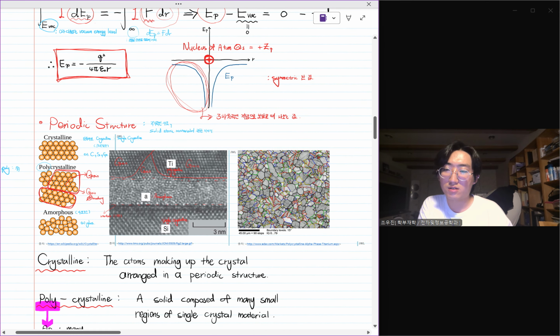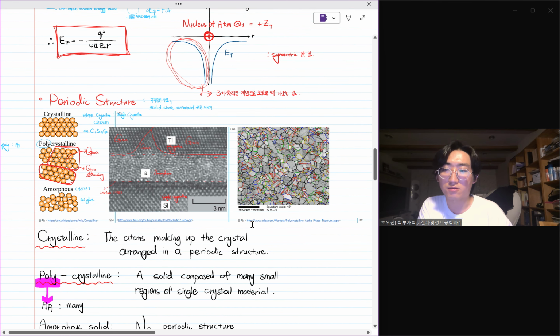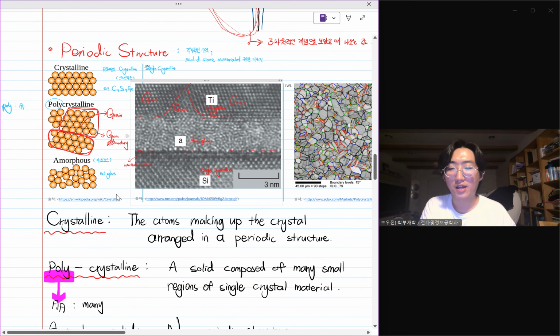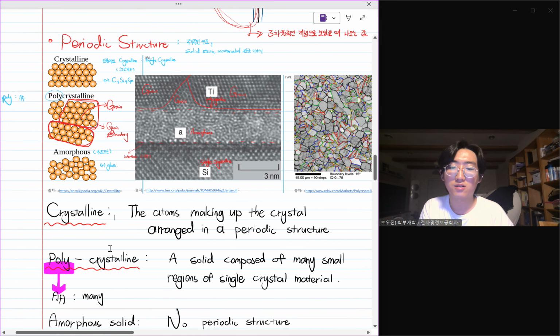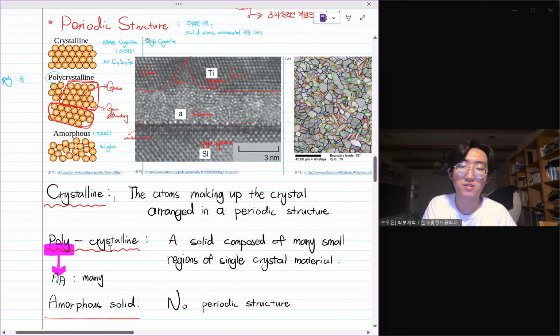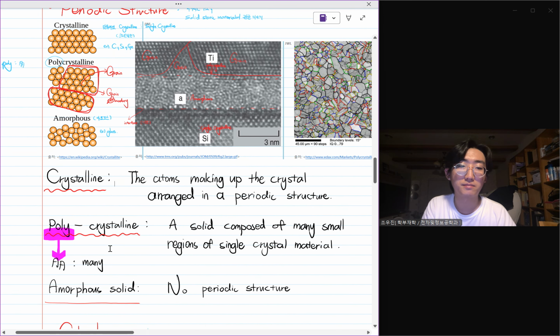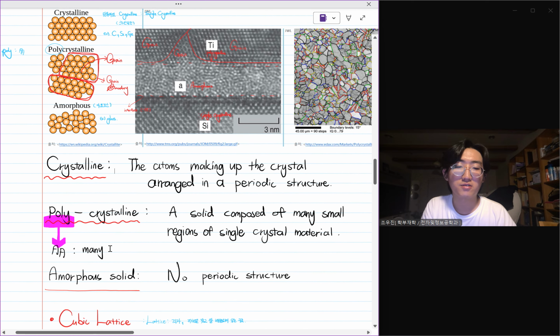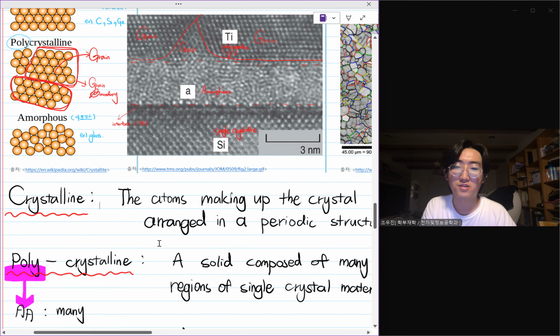The next one is periodic structure, and there are crystalline, polycrystalline, and amorphous. First, crystalline is when the atoms making up the crystal are arranged in a periodic structure. Polycrystalline is a solid composed of many small regions of single crystal material. And an amorphous solid has no periodic structure, as you can see in this picture.